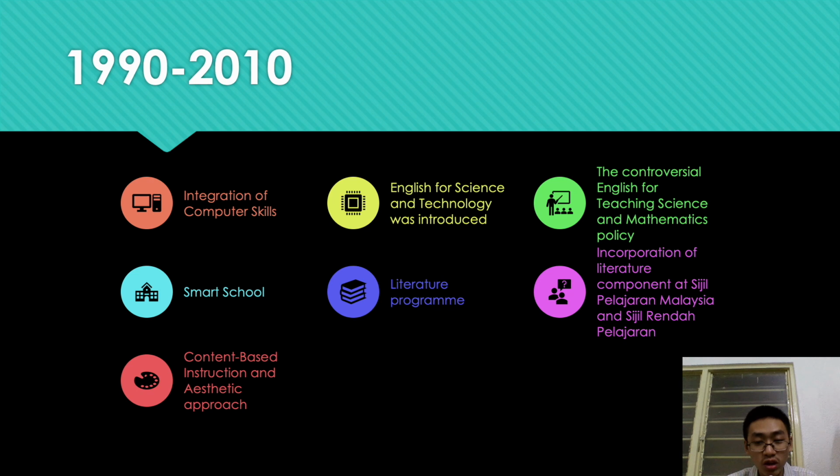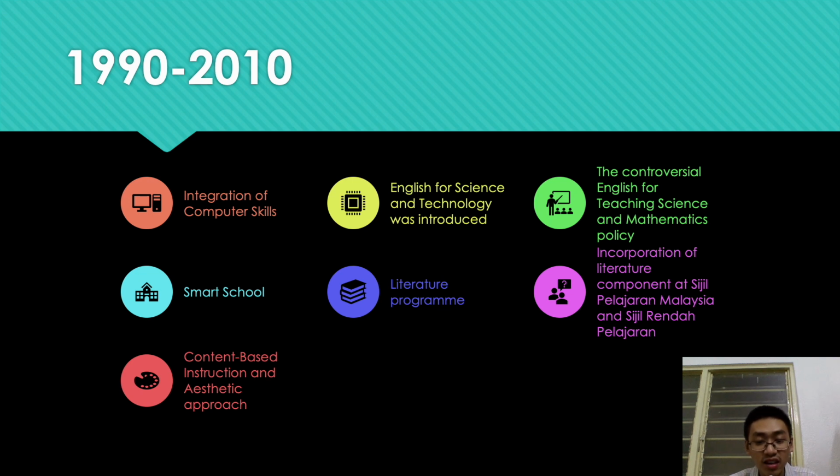A literature program was introduced to students in order to cultivate their ability to admire literary text. I apologize for the error. The literature component was later incorporated into two major national examinations, which were the Sijil Pelajaran Malaysia examination, which was for the Form 5 students, and the Sijil Rendah Pelajaran, which was for the Form 3 students. The SRP was later replaced by PMR, which was Penilaian Menengah Rendah.